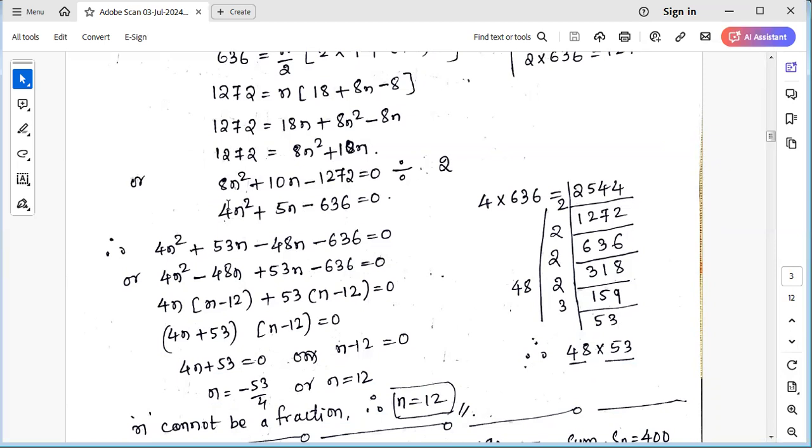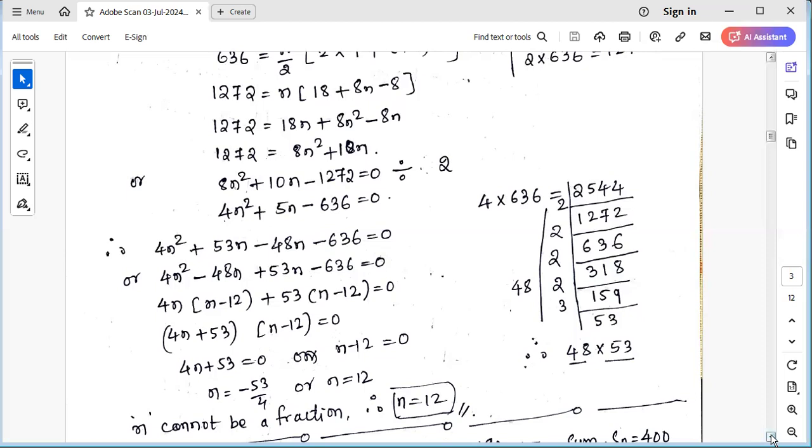So since there is a coefficient of this n square, that is 4, this is to be multiplied to the constant c to solve the equation. So that's why we have to make 4 into 636. 4 into 636 is equal to 2544. So for this, we have to determine the factors.